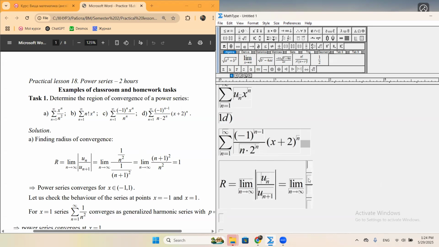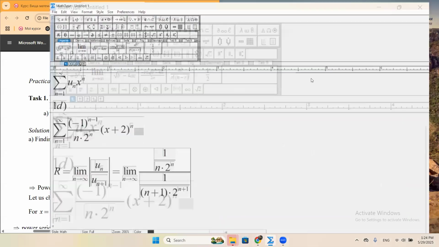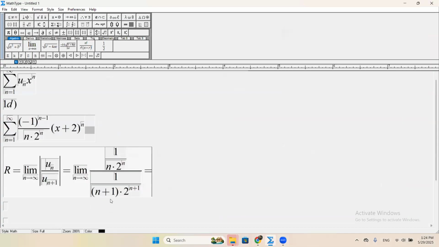Okay, so here 1 over n by 2 in power of n. And here will be n plus 1 and 2 in power of n plus 1. So now what do we have? So the limit of, okay, n will be cancelled and n plus 1 as well because they're equivalent. And I will receive 2. So the radius will be equal to 2.